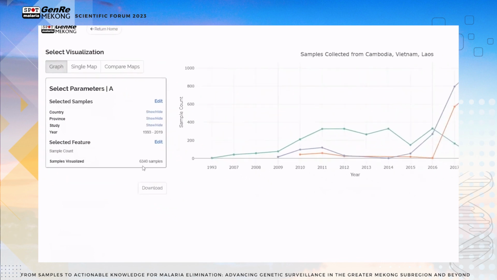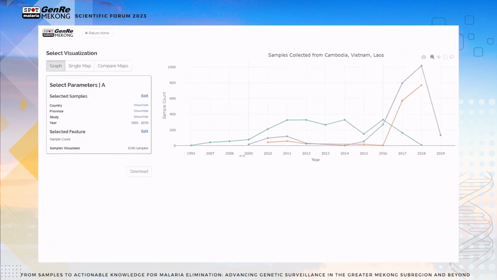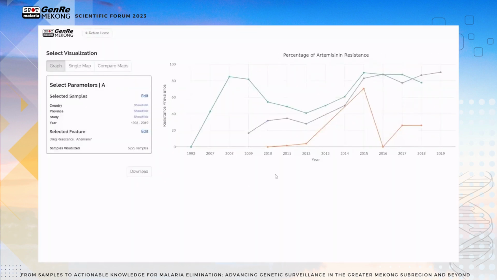There are 6,340 samples that are used to create the graph on the right-hand side here. So let's now look at, say, artemisinin resistance in these 3 countries. We can see that artemisinin resistance in these 3 countries roughly follows a similar trend. So as we know, Cambodia was the first country that was detected to have artemisinin resistance. By 2015, the resistance had spread to Laos and Vietnam, and we can see the prevalence of resistance increasing following Cambodia and plateauing at 80 to 90%.